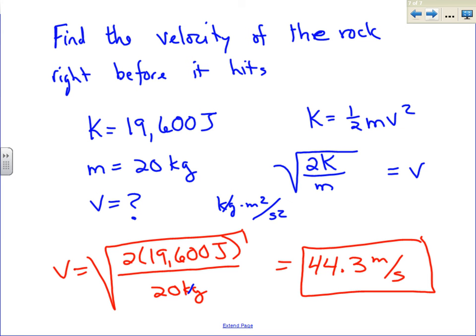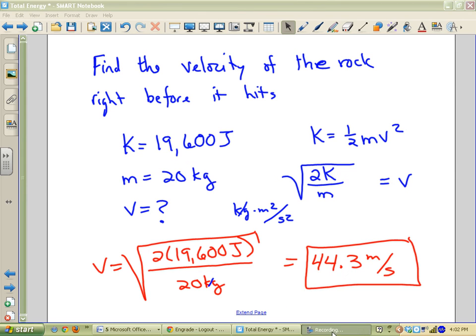So this is a very brief introduction to potential and kinetic energy and how it's conserved when falling. You'll be using this in your egg drop calculations. The end.